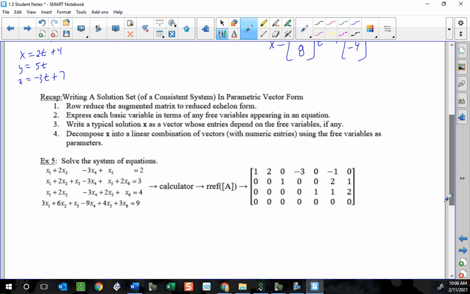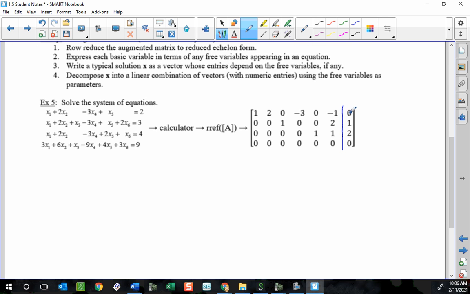All right, so just a recap here. Writing a solution set in parametric vector form, you're going to row reduce everything. You're going to express each variable in terms of all the other variables that they need and free variables. And you're going to write the solution, and then you're going to separate things out into vectors. So this is kind of a large one. Remember, this right here represents an augmented matrix. So this one right here, this is my augmentation right there. And it's going to have a constant column as well. So let's go ahead and write it the normal way.